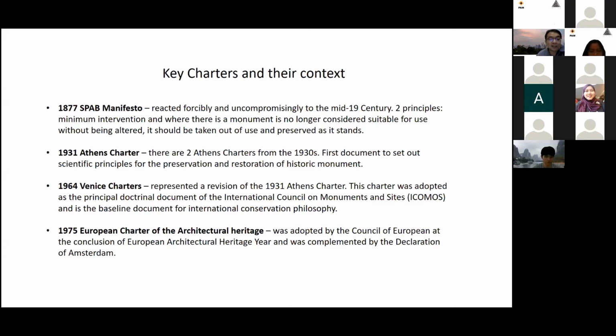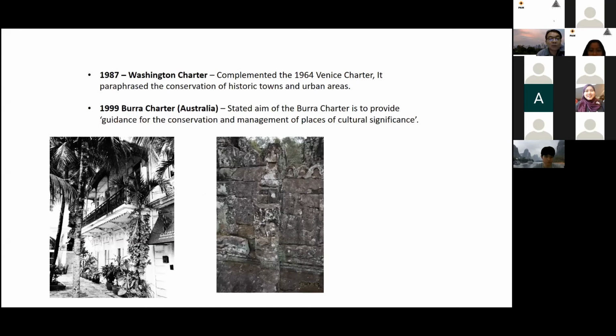Next we will be looking at the 1999 Burra Charter. The Burra Charter is very much the Venice Charter, but adopted by Australia with some changes to suit their locality. Malaysia didn't have our own, but we adopt all this to be part of our way forward, how we handle these things. The building on the left is the old PAM Tang Si. And then the one you see with the deterioration of the stone is, I think, in Siem Reap.